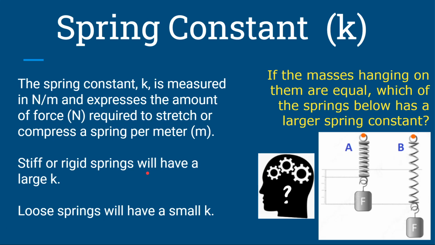So here's an example just to get you thinking about it. It says, if the masses hanging on each of these are equal, which of the springs below has a larger spring constant?